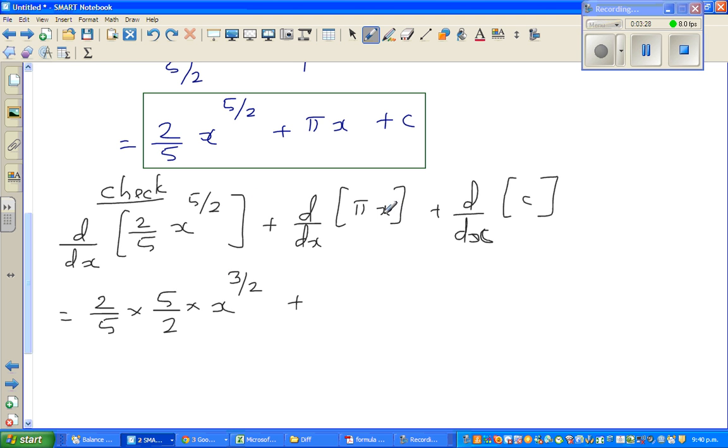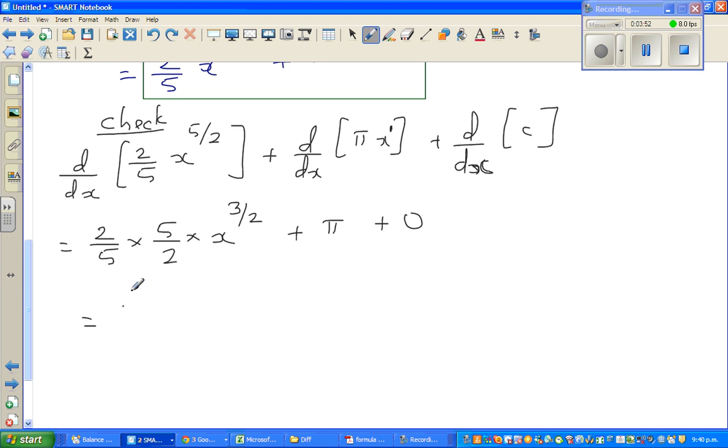Plus, the differentiation of this is only pi. Here the power is 1. If you drop the power, it'll be pi times 1 times x to the power 0, which is nothing but 1. So I'm writing pi. And differentiation of c, I think you can understand, is 0. So this is 2 fifths, and this and this get cancelled. So 2 fifths times 5 halves gets cancelled. What is remaining is x to the power 3 halves plus pi.